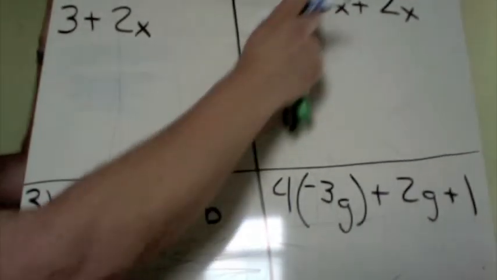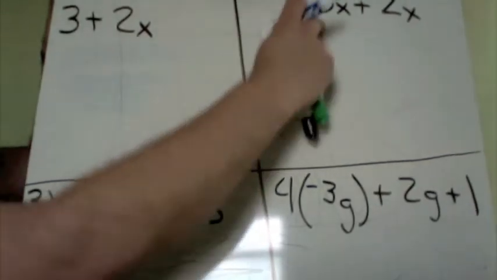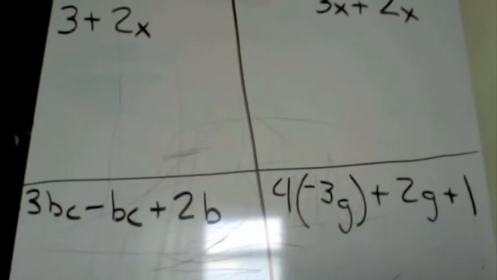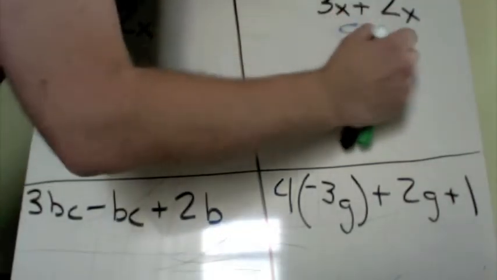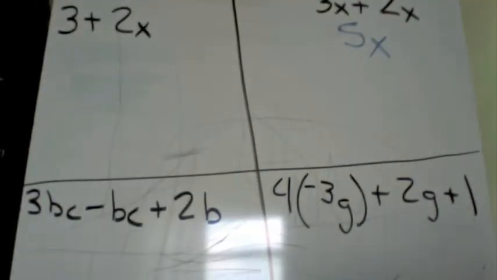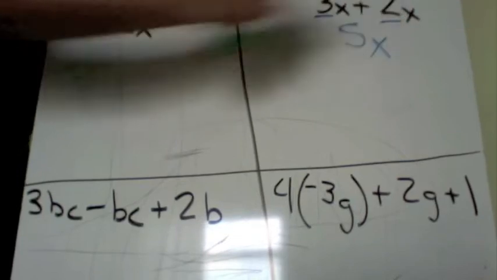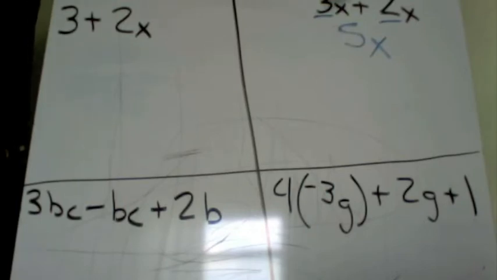Okay. Now let's look at this one. Well, these two are a little bit different. These two are alike. This is saying I've got 3 x's. This one is saying I've got 2 x's. So how many x's do I have? Well, I've got 3 here, I've got 2 there, so I have 5 x's. So I can add these two things together by simply taking the coefficients, which is just a fancy name for the number in front of the variables, and adding them together. Because this is saying I've got 3 of them, I've got another 2 of them, I've got 5 of them.